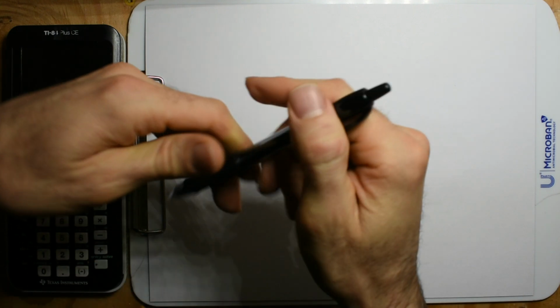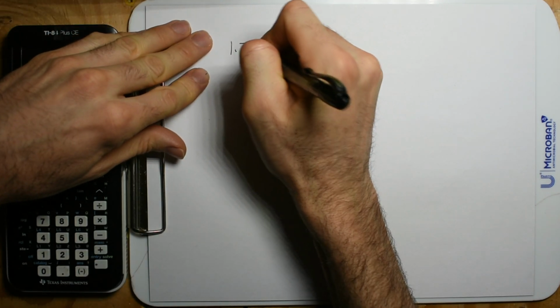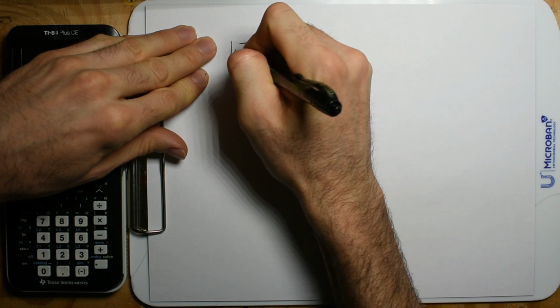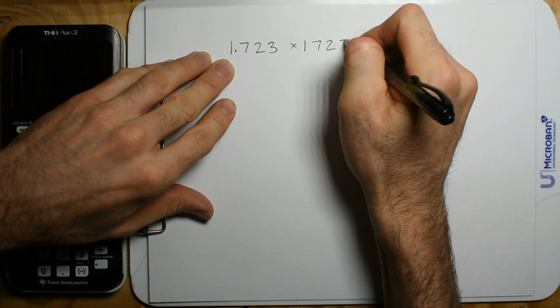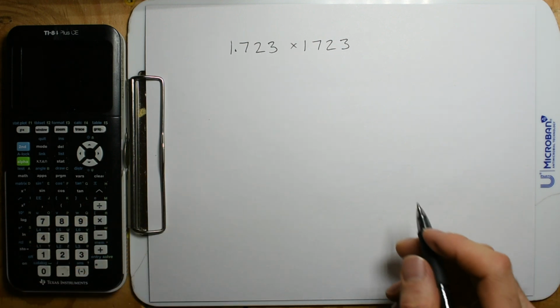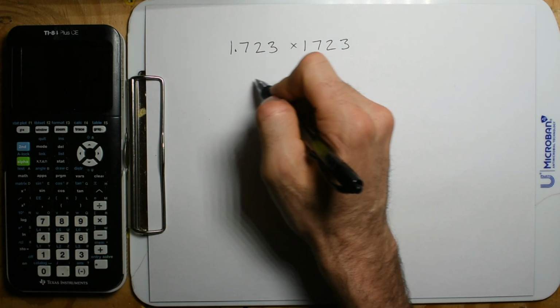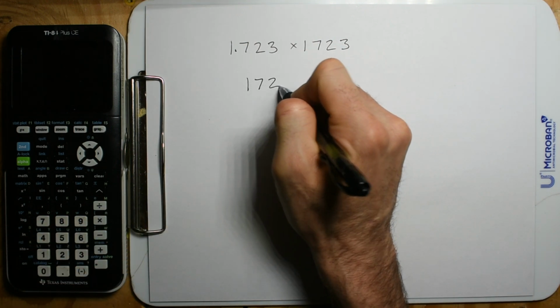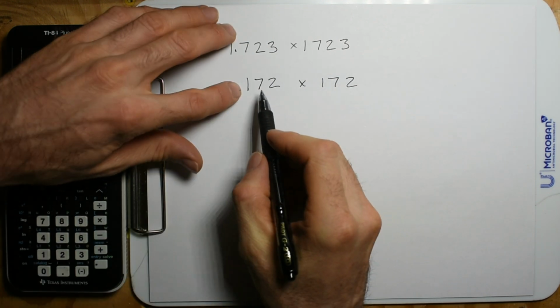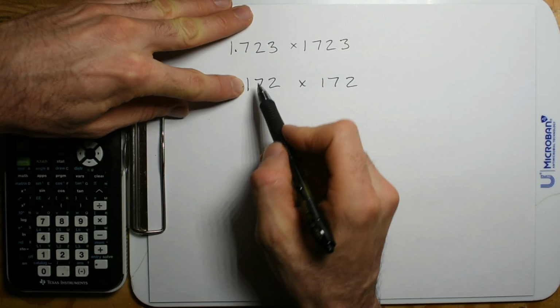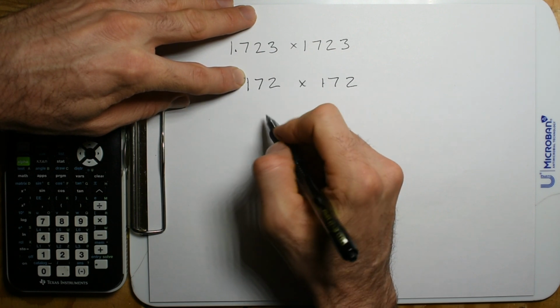One more. We're going to multiply 1.723. I mean, if I just thought it was this, 1.723. And so I'm just going to multiply 172 times 172 using the FOIL method. So, and let's do it the slower way. So 1 times 1 with 4 zeros.